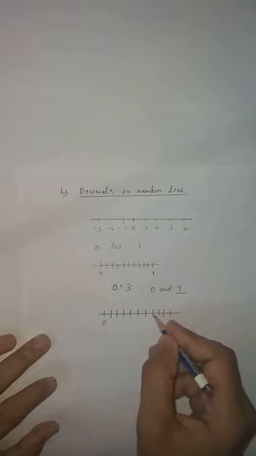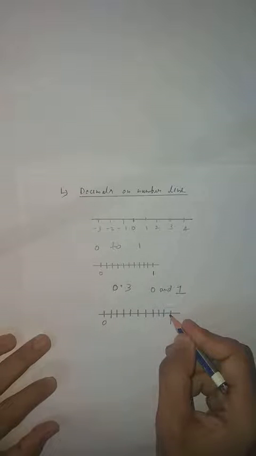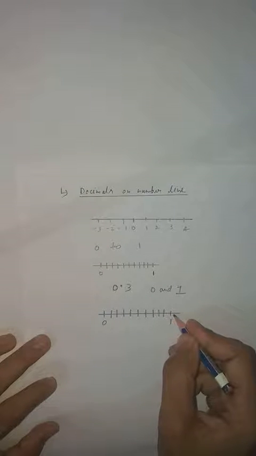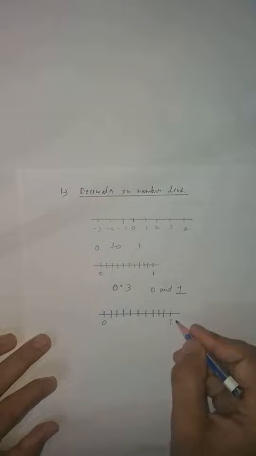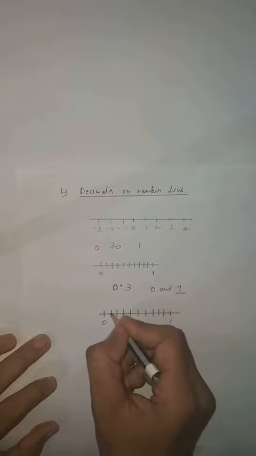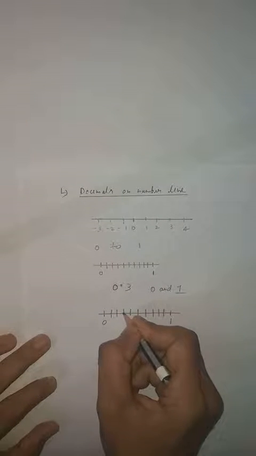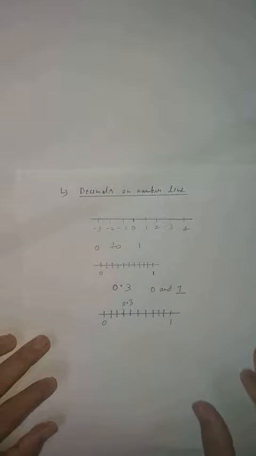0.5, 0.6, 0.7, 0.8, 0.9, and this is 1. Clear? Because when you add 0.1 in 0.9, it comes what? 1. So you have to find out 0.3. So you know that 0.1, 0.2, and this one is 0.3. Is that clear, students? Now take another example.